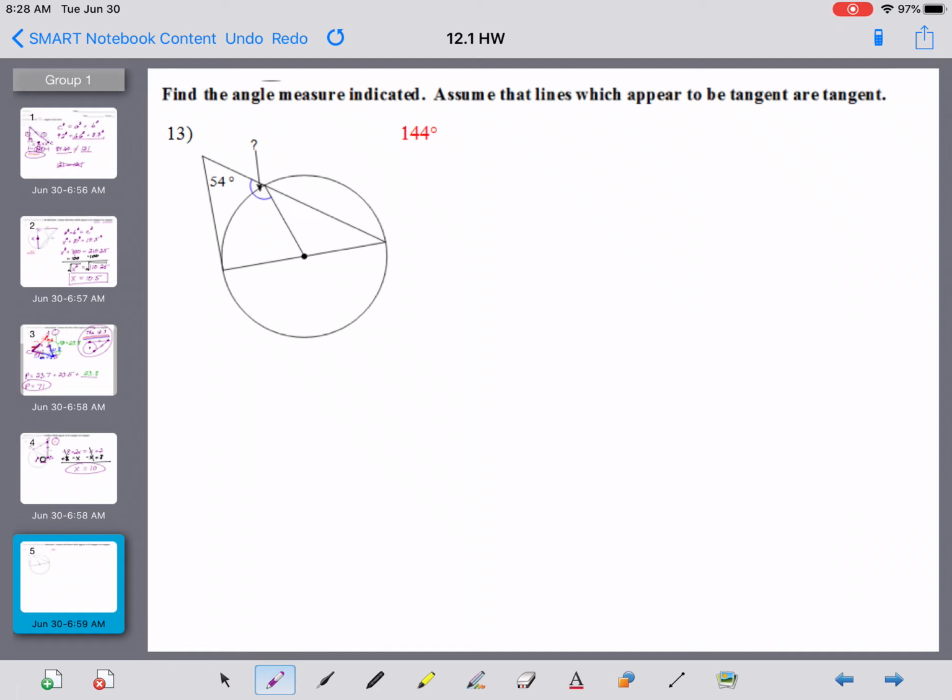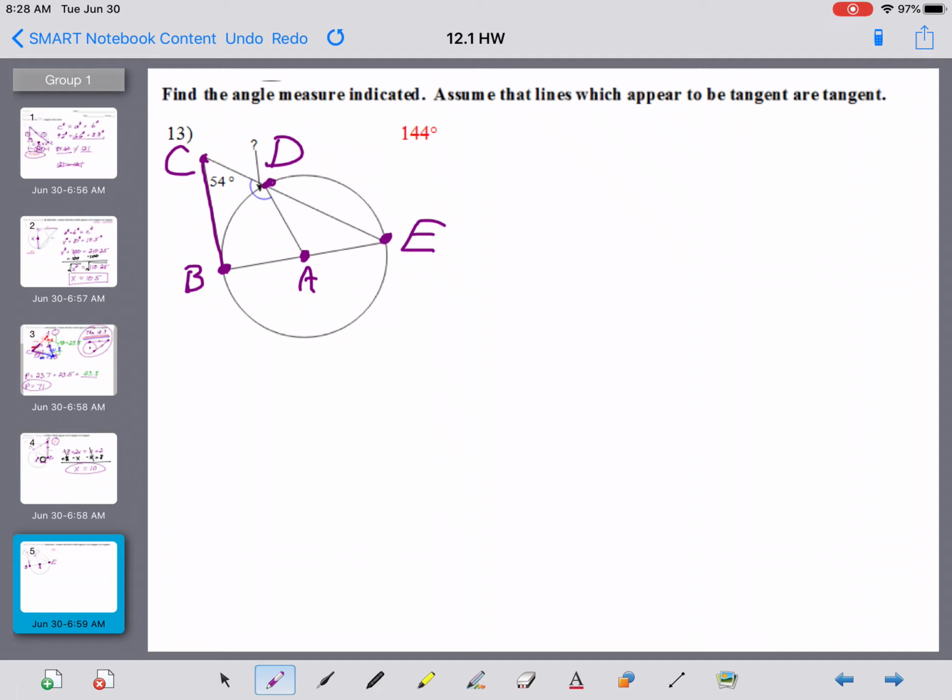The directions here say to find the angle measure that's indicated, and we're going to assume that lines which appear to be tangent are tangent. So we're allowed to assume that this point right here is the center. Again, I'll call that point A. As I look for tangent lines, the only one that I see is this one over here on that side of the figure. So I'm going to call this point B. We'll call this one point C. And just so we get everything else with a name, that'll be D. And this point over here will be E. Okay, and that's where we're at.